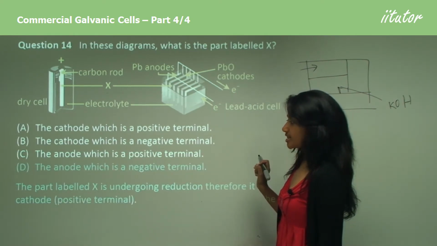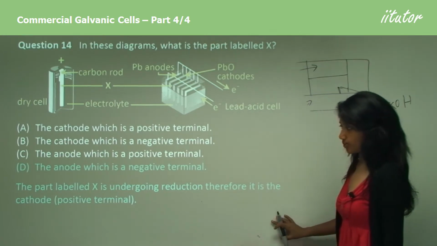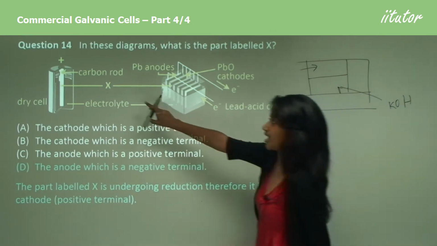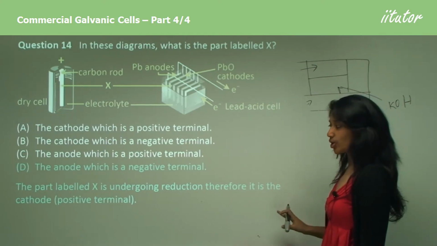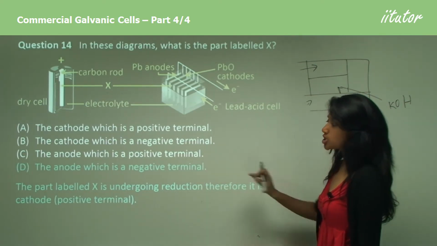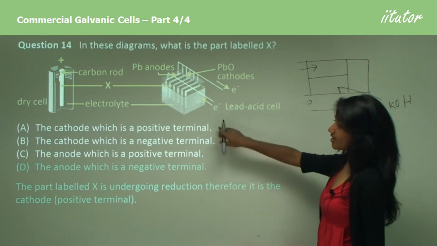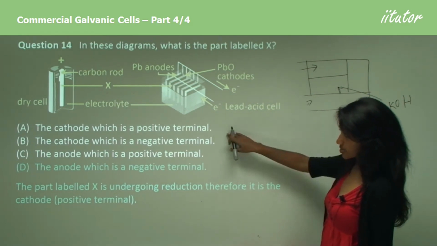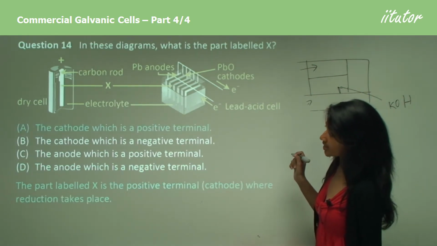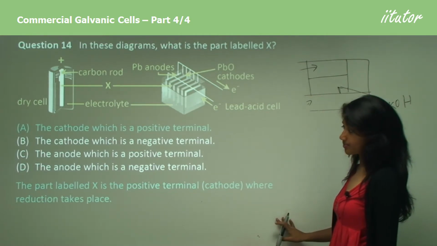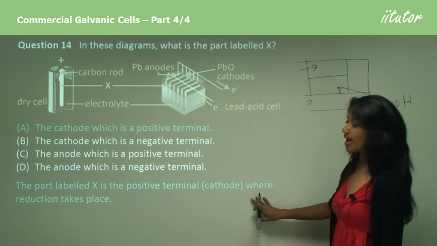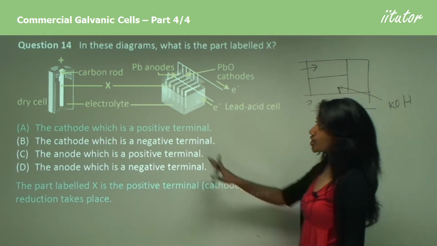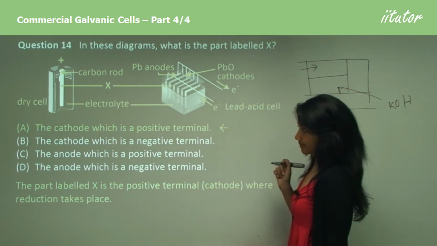Option D, the anode, which is a negative terminal. The part labeled X here is undergoing reduction. Therefore, it is a cathode, not the anode. So option D is incorrect. If we turn to option A now, the cathode, which is a positive terminal. The part labeled X is the positive terminal where reduction takes place. So option A is the answer.